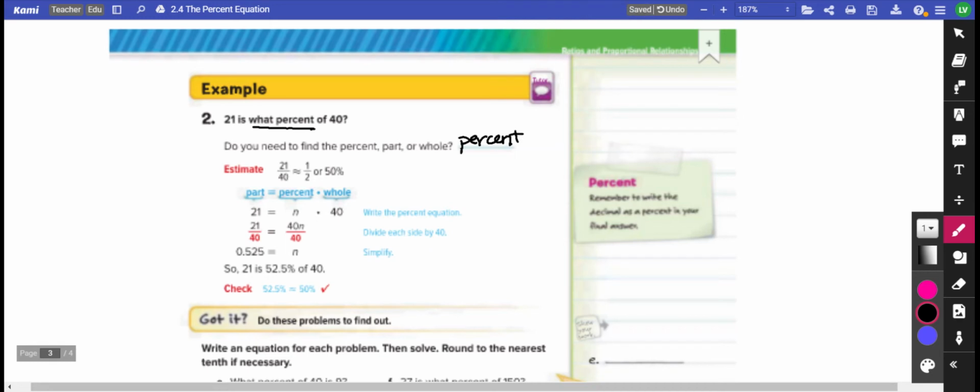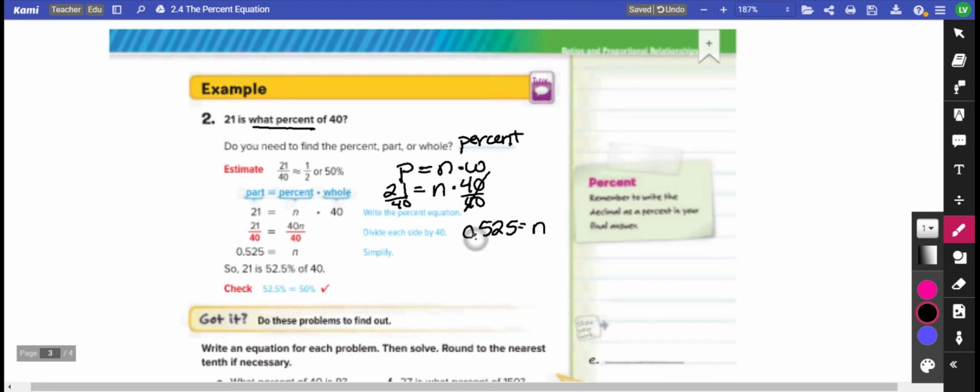So they have the estimate of 21 divided by 40 is about 1/2 or 50%. To find the actual, we are taking our part equals our percent times our whole. If we know that 21 is our part, we're solving for the percentage and multiplying by the whole. I'm going to divide both sides by 40. That leaves me with 0.5 2 5, so 0.525 equals n.